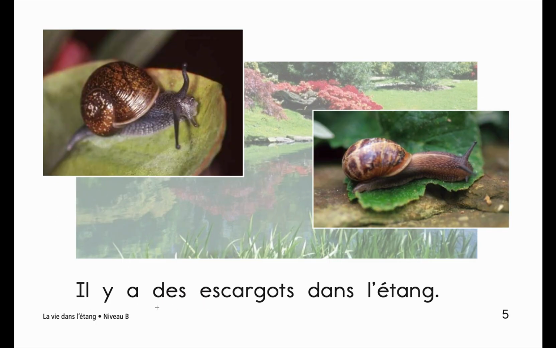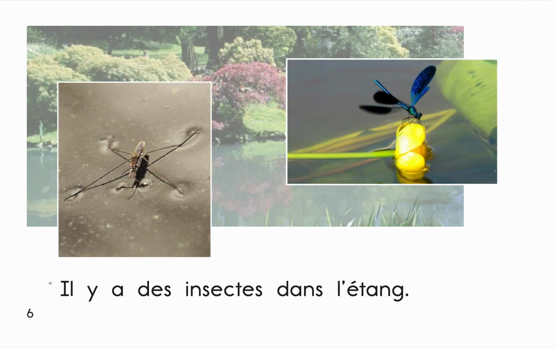Now, il y a des escargots dans l'étang. There is what, or there are? I'm going to say there are, because if I look here at escargots, I see the S at the end, which means plural. That means we have more than one snail. There are snails in the pond. Il y a des escargots dans l'étang. Il y a des insectes dans l'étang. Your time to read.